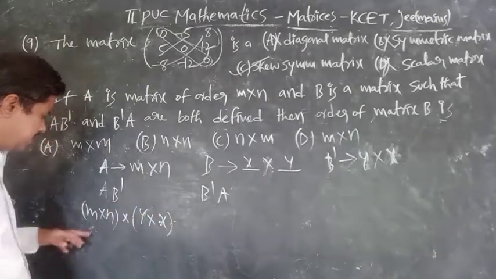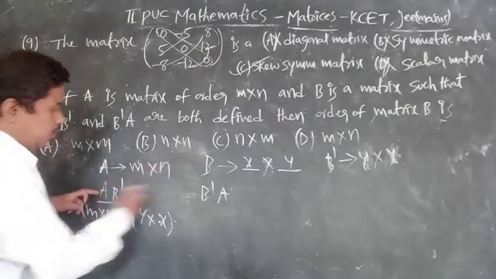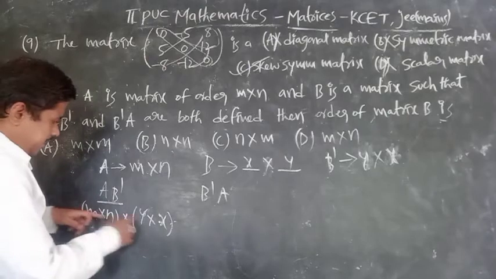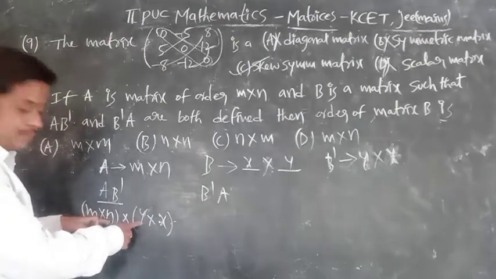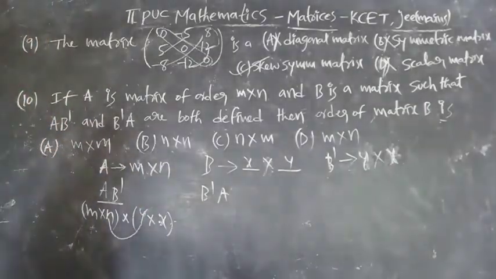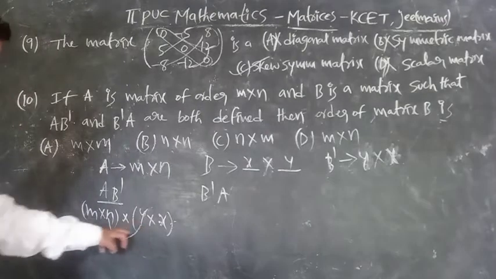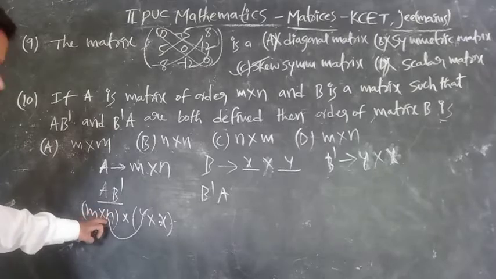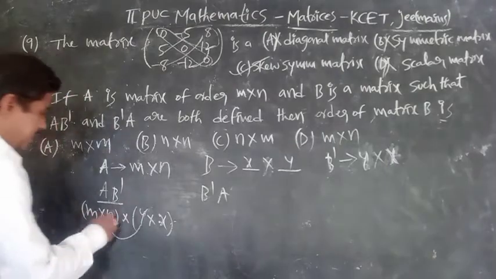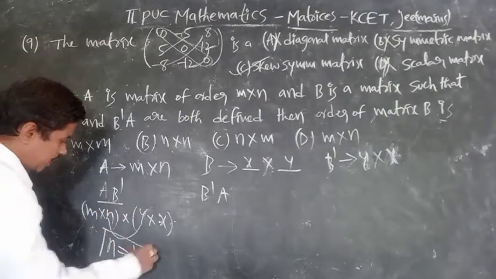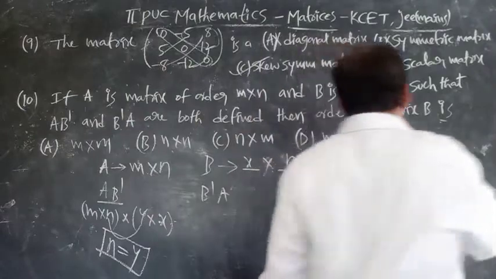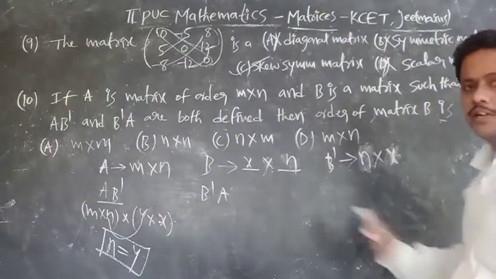Since the matrix multiplication AB' is defined, these two should be the same. Why? Because the number of columns in the first matrix is equal to the number of rows in the second matrix. So therefore n is equal to y. Fill y in place of n. The first one is over.